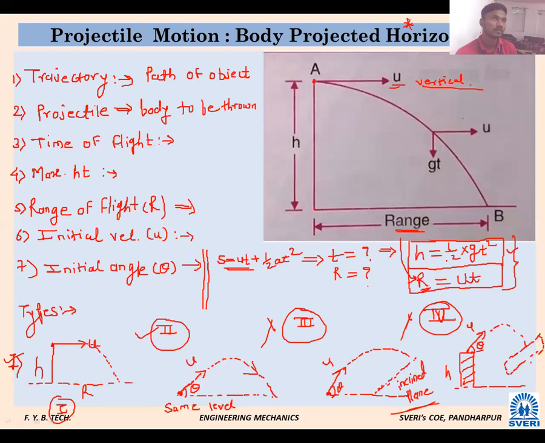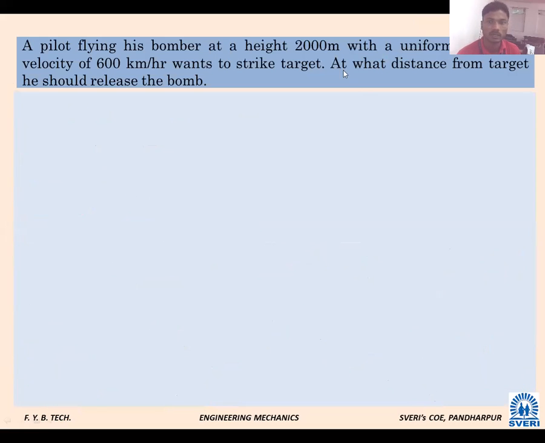Shall we go next? Problem number 1 from this. Let us see what that is. A pilot flying his bomber at a height of 2000 meter with uniform horizontal velocity of 600 km per hour wants to strike a target. At what distance from the target should he release the bomb?